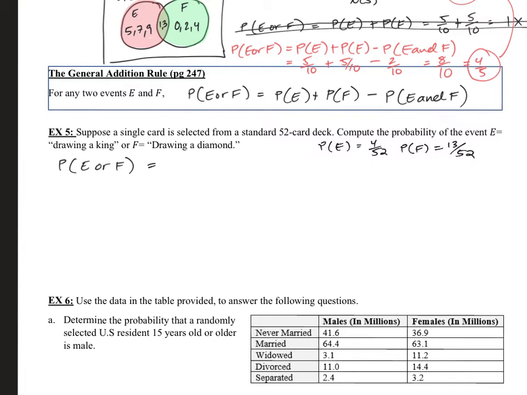So now, for the general addition rule, we take the two probabilities, add them together, and then subtract what they have in common, E and F. Okay, so we found the probability of E and the probability of F, but we didn't actually find the probability of what they have in common. So let's go back and do that.